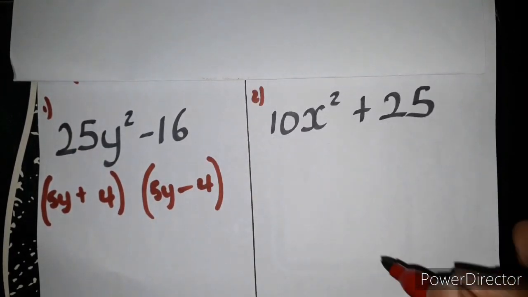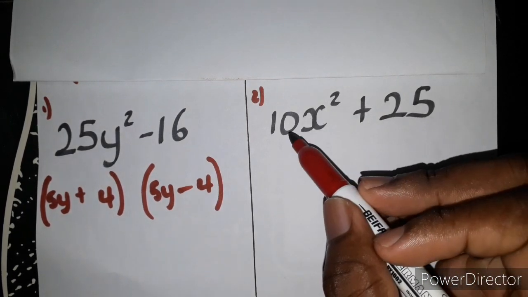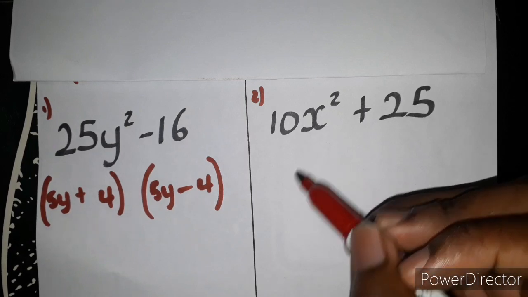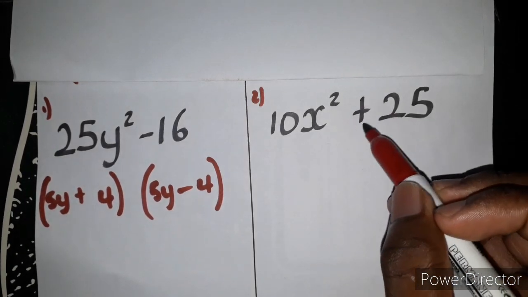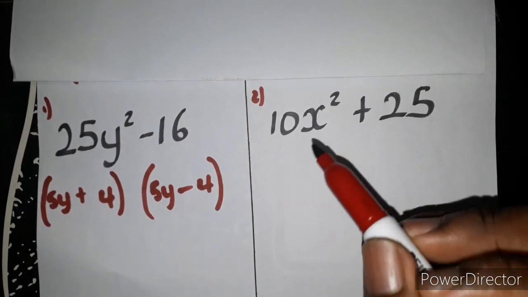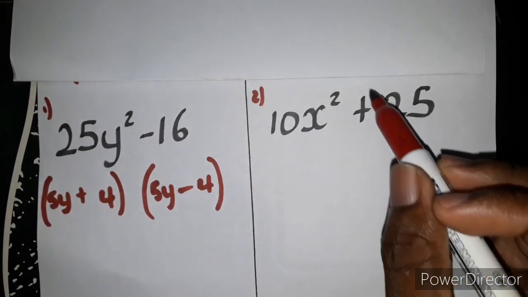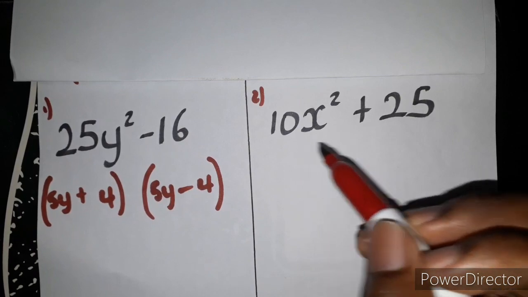Now let's look at 2. Now 2 is 10x squared plus 25. Is 10x squared a perfect square? No. Do we have a minus sign? No. So we cannot use the difference of two squares method. Over here we had the minus, right? Here we have to use the distributive law method.